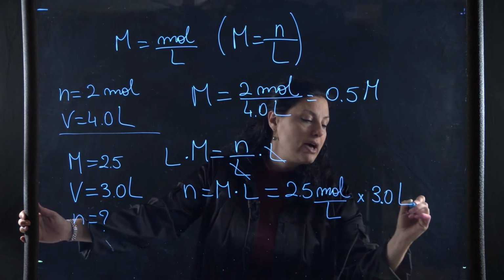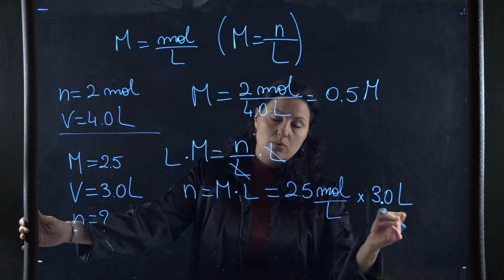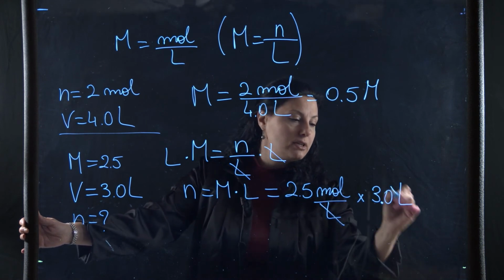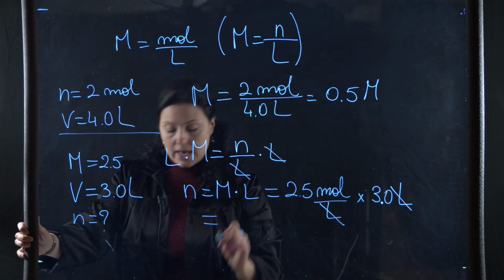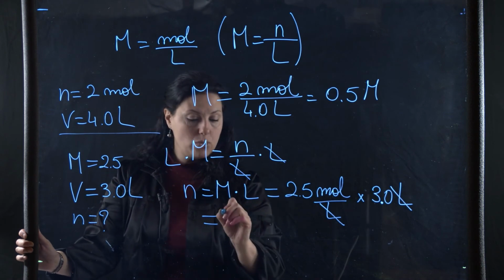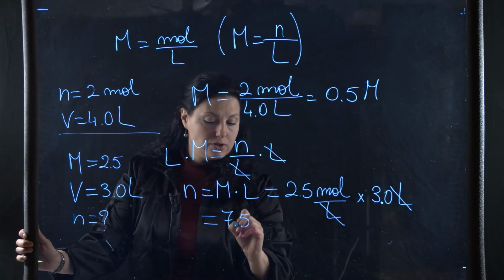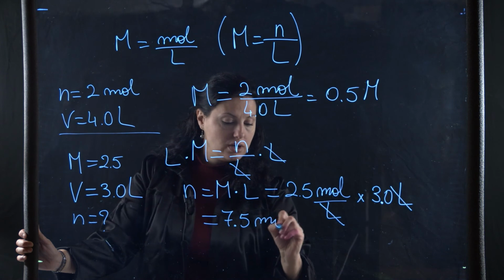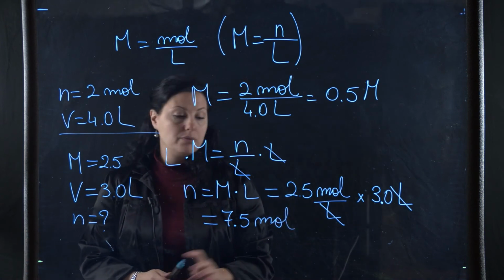Make sure that you have the correct units. If this were in milliliters, we'd have to convert it to liters for this to work. And you get 7.5 moles. So this is how many moles I would need, moles of sodium chloride.